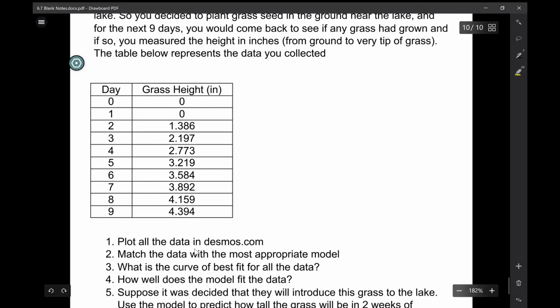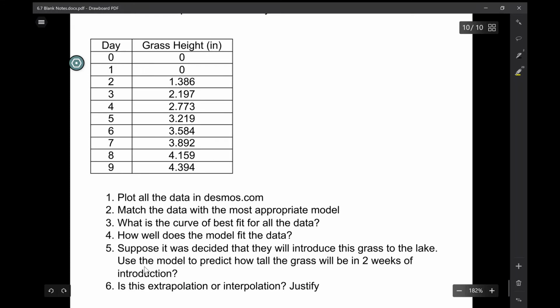We're going to plot the data in Desmos. We're going to look and see which we think is the most appropriate model, the choices being linear, exponential, or logarithmic. So we're going to decide which is the best fit. We're going to decide how well that model fits the data. We're going to use that model to predict how tall the grass would be in 2 weeks, so that would be day 14. And we're going to decide if this is extrapolation or interpolation for the answer to number 5. So let's pause this video now. I'm going to head over to Desmos and we're going to put this data in.